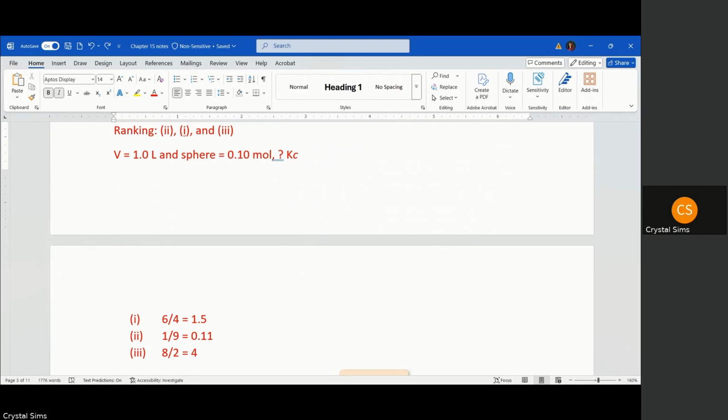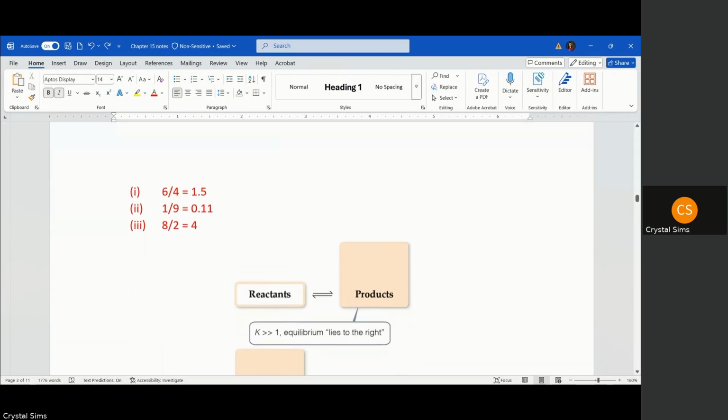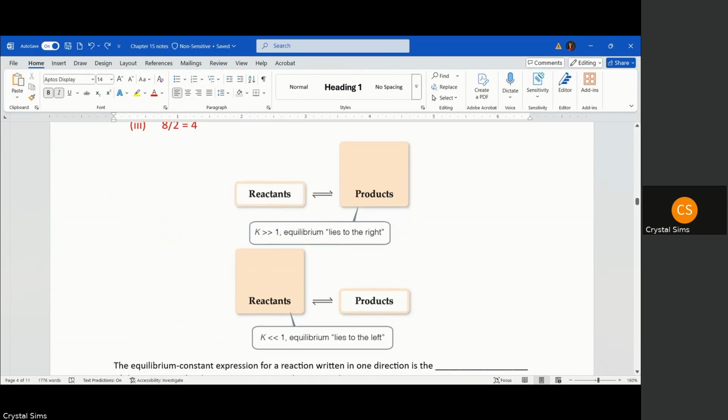In the second one, we have 1 sphere that represents our product, 9 representing our reactants. So our K sub C is 0.11. And then for 3, 8 product divided by 2 reactant equals 4. This matches the ranking that we obtained in our first part of this exercise. This graphic kind of gives you this idea of K. K a lot greater than 1, equilibrium lying to the right, the product side, less than 1 lying to the left.